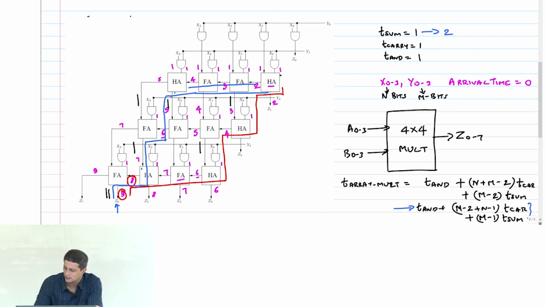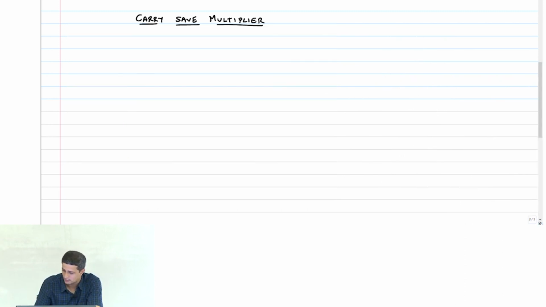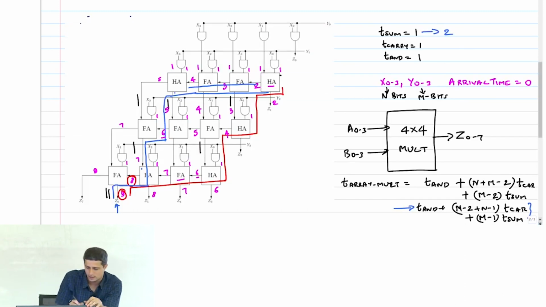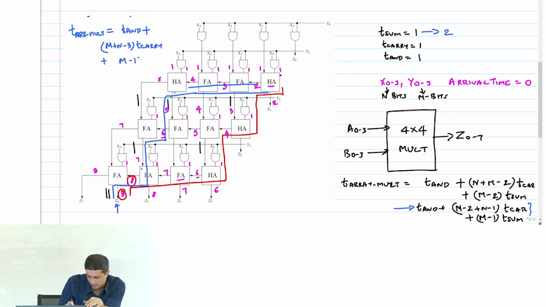Okay? So let me just maybe write that out again. T array multiplier is equal to T and, right, plus m plus n minus 3 times T carry plus m minus 1 T sum. Okay.